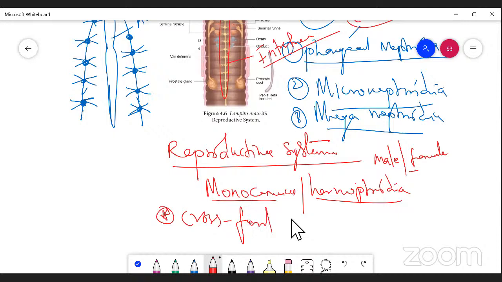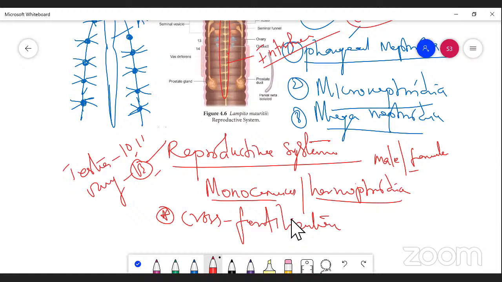What is the reason? Earthworms practice cross-fertilization, which means the gametes are formed from the male reproductive organ, the testes, located in the 10th and 11th segments, and from the female reproductive organ, the ovaries. The pair of ovaries is located in the 13th segment. The pair of testes is present in the 10th and 11th segments. Gamete production occurs in these different segments.